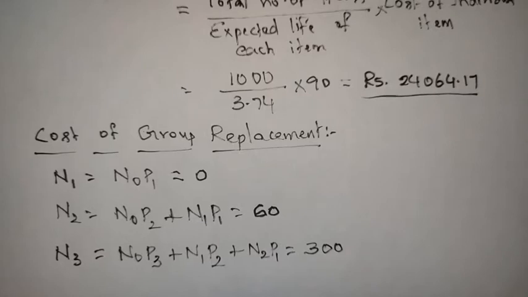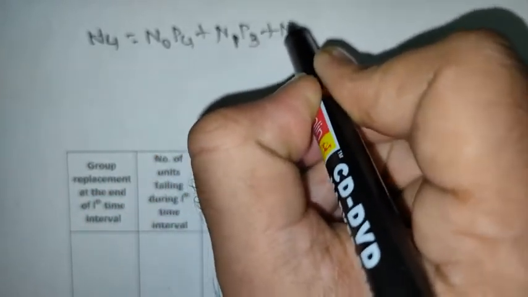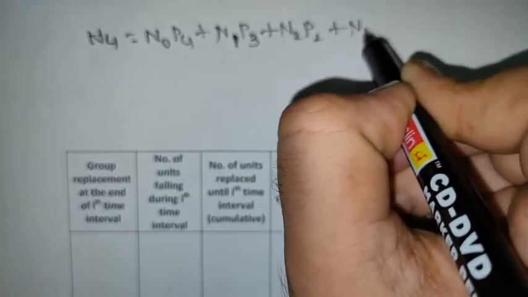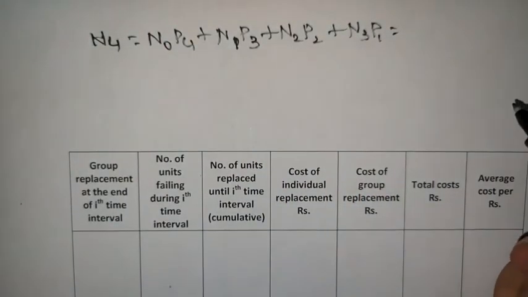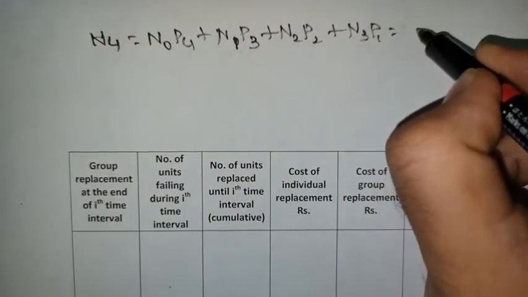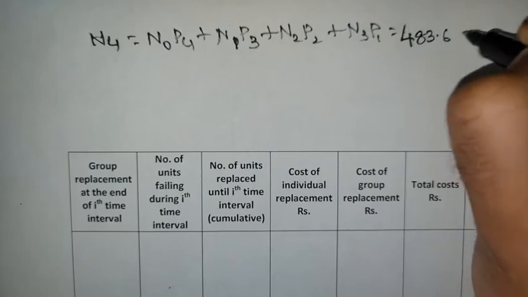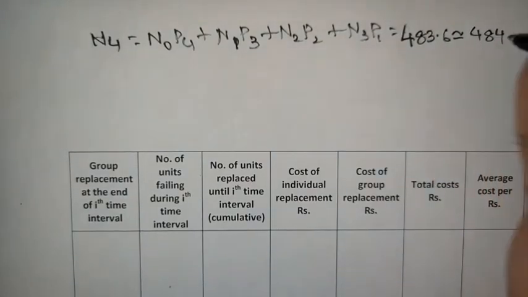Similarly, we need to find n4 and n5 values. So n4 is equal to n0 into p4 plus n1 into p3 plus n2 p2 plus n3 p1. Substitute all values, then you will get n4 is equal to 483.6. So the nearest value is 484 if you round that off.